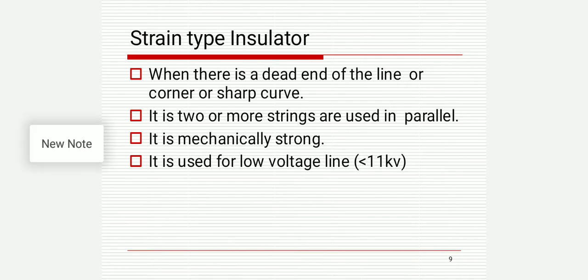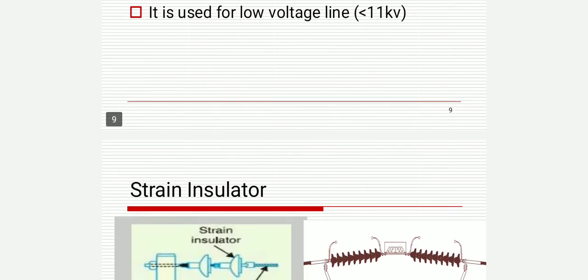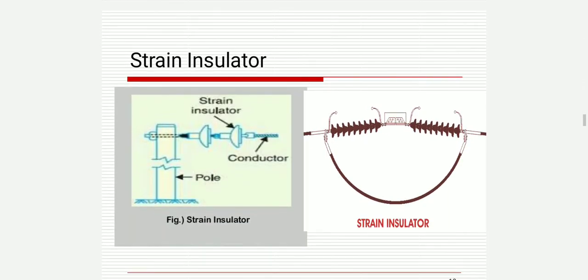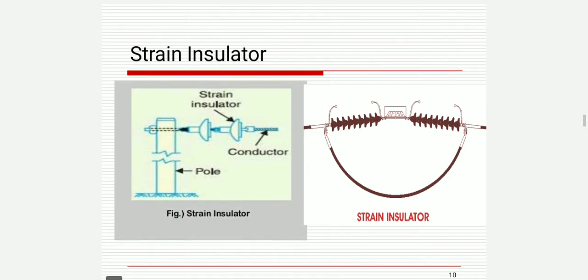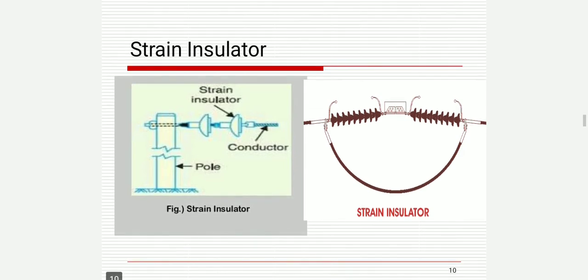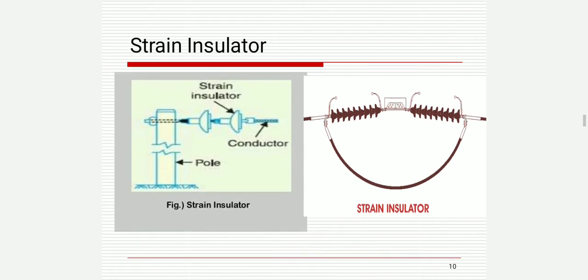This type of insulator is mechanically very strong, and these are insulators which are also made up of porcelain. This is the structural representation of a strain type insulator, which is placed in a horizontal manner. One end is connected to the tower and to the other end we are attaching a conductor, which is used to carry some amount of current. The main thing you need to know about this type of insulator is that it is placed only at the dead end of the line.